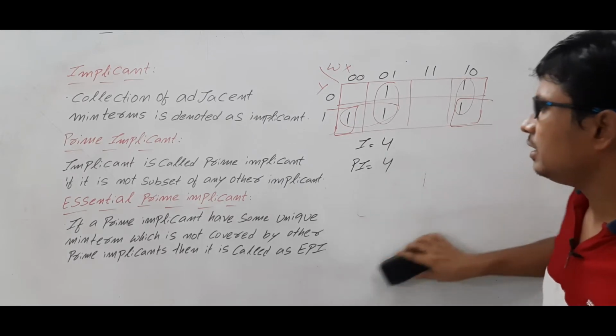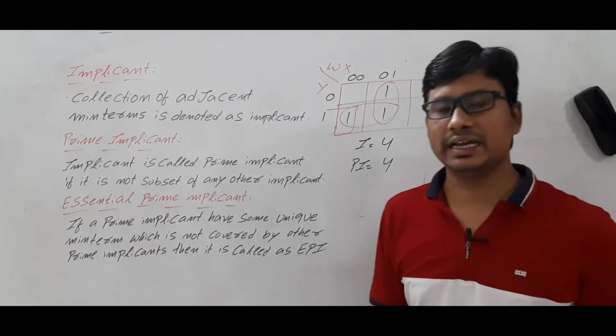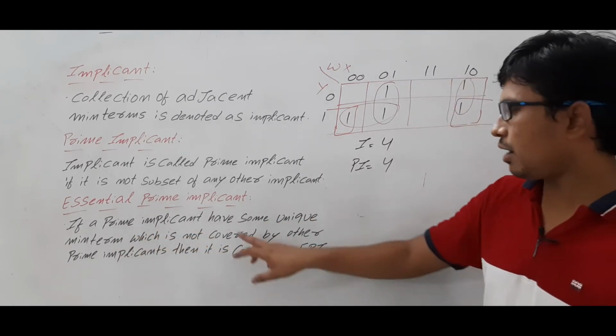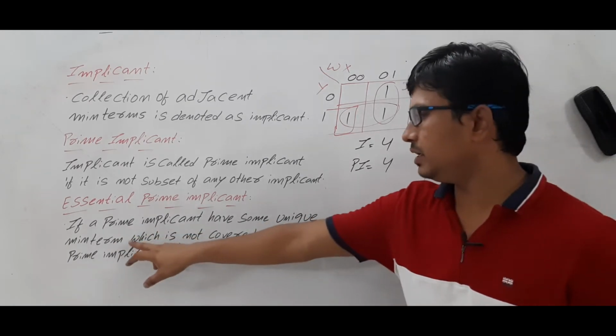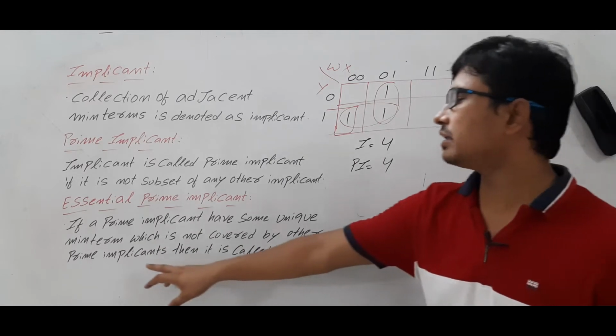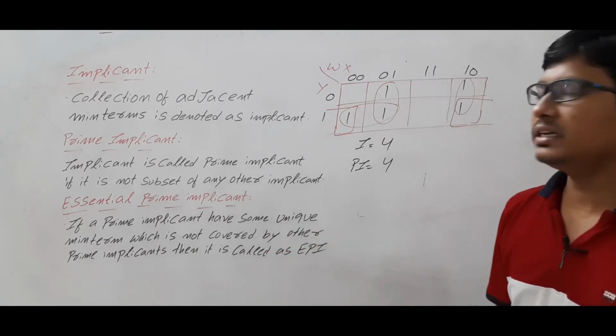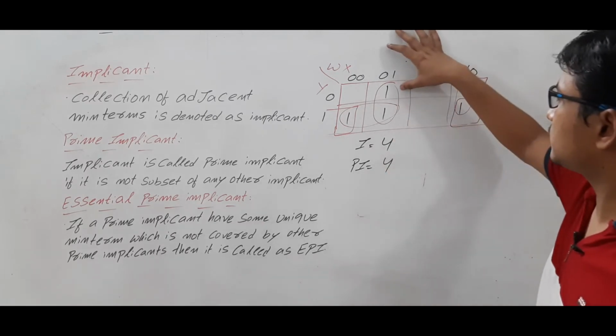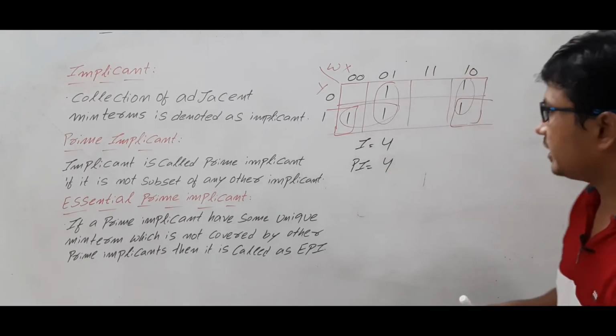Okay. Now let me discuss what is an essential prime implicant. If a prime implicant has some unique min term which is not covered by other prime implicants, then it is called an essential prime implicant. Let's take these two prime implicants.